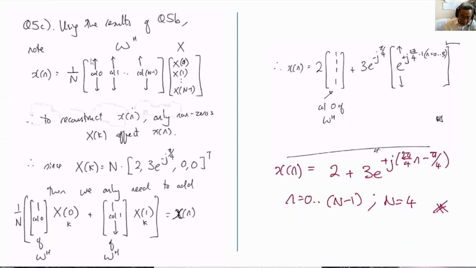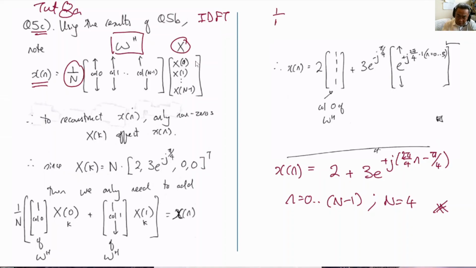This is tutorial 8A, question 5C. Again, we are using the inverse DFT matrix problem, and we are asked to reconstruct x[n], and we are given X. So the inverse DFT matrix needs 1 over N times W^H. 1 over N W^H is the inverse of the DFT matrix W.